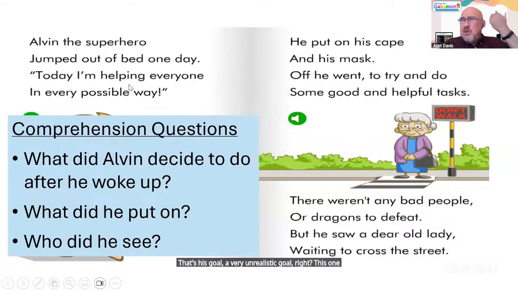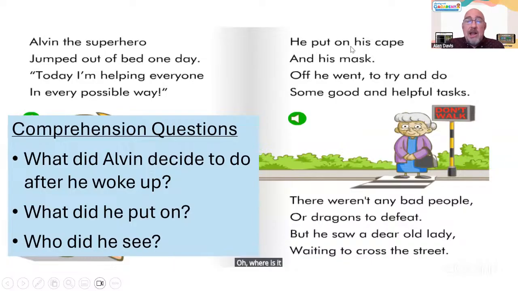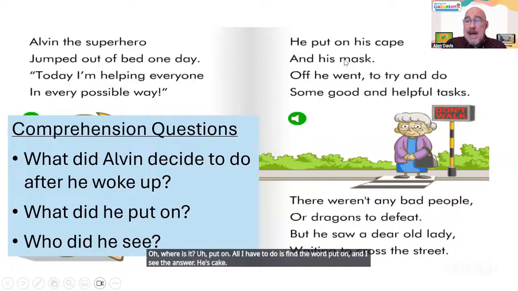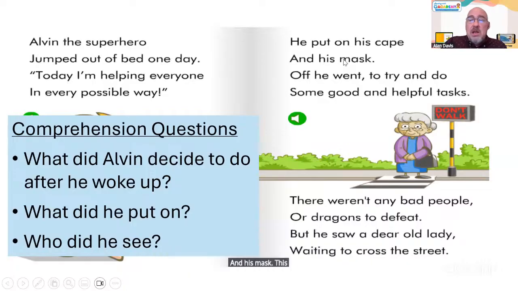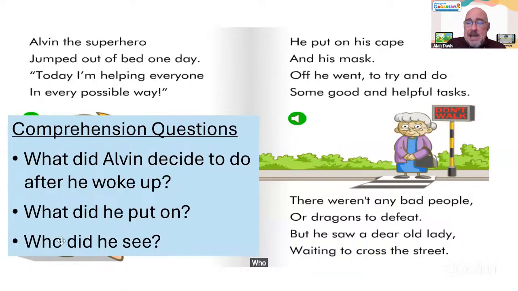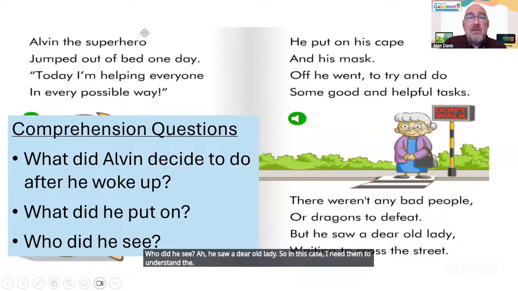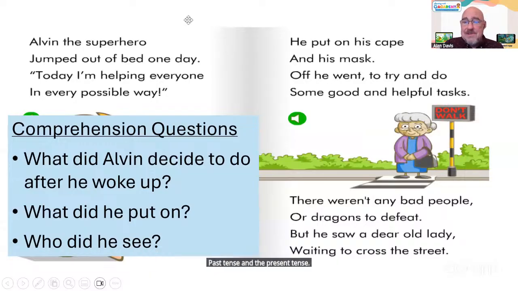This one requires a little bit of thinking, not too much, a little bit. What did he put on? All I have to do is find the word put on, and I see the answer. His cape and his mask. This one is what I call point and shoot, right? You just find the keyword and you just write what follows the keyword. Who did he see? He saw a dear old lady. So in this case, I need them to understand the past tense and the present tense. Some of you are very fast.